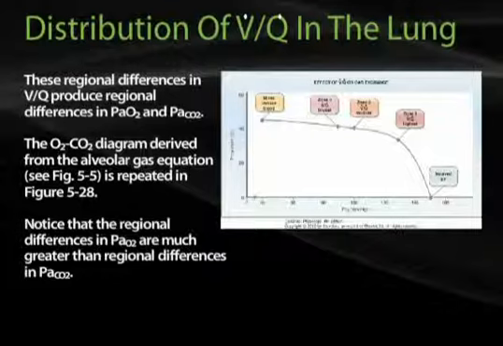Now, let's use figure 5.28 on page 222 to talk about the regional differences in ventilation to perfusion ratio and how these different arterial O2s and arterial CO2s are going to play out on the alveolar gas equation curve from early in the chapter. This is figure 5.5 repeated from earlier. Remember that the regional differences in arterial O2 are much greater than the regional differences in arterial CO2.